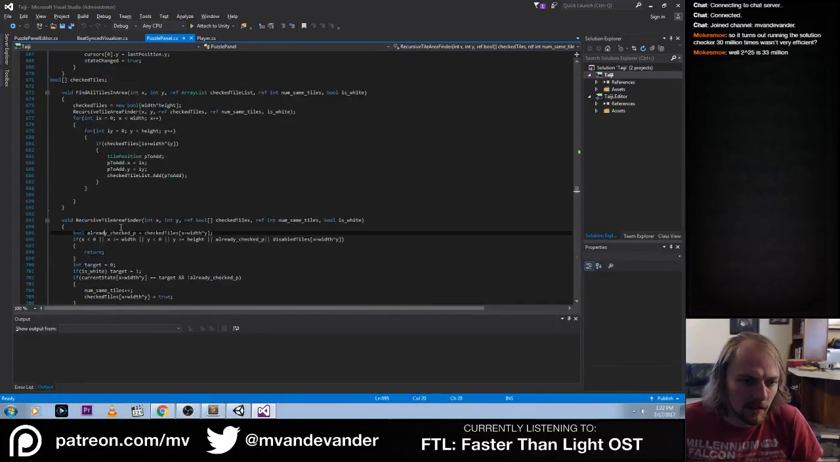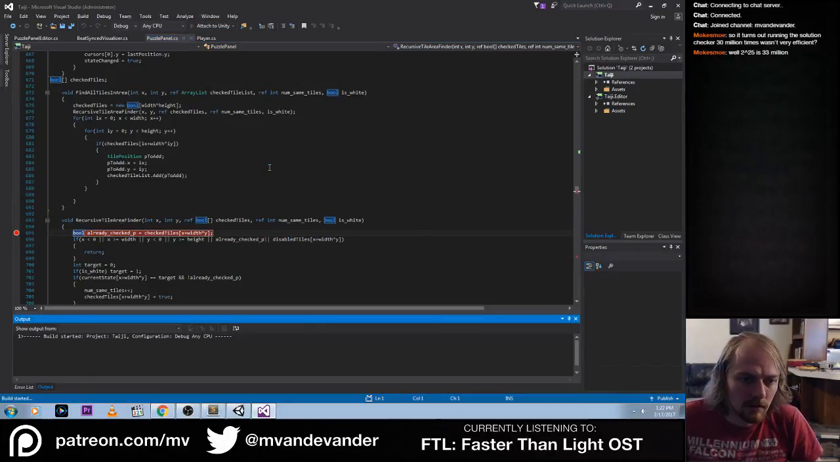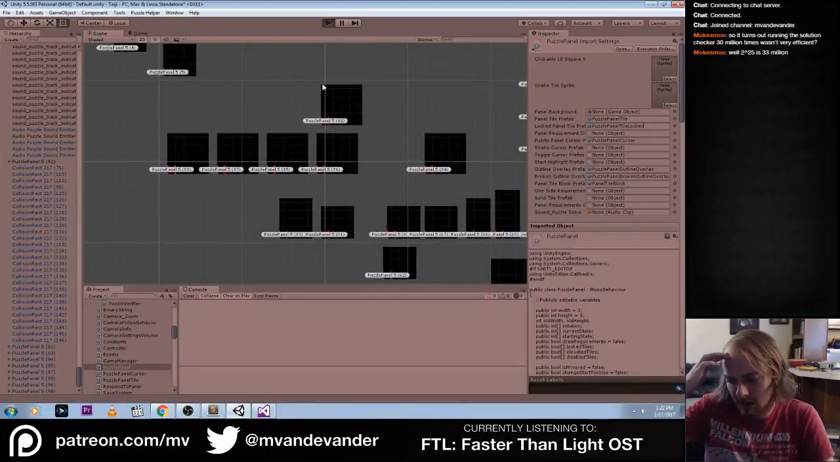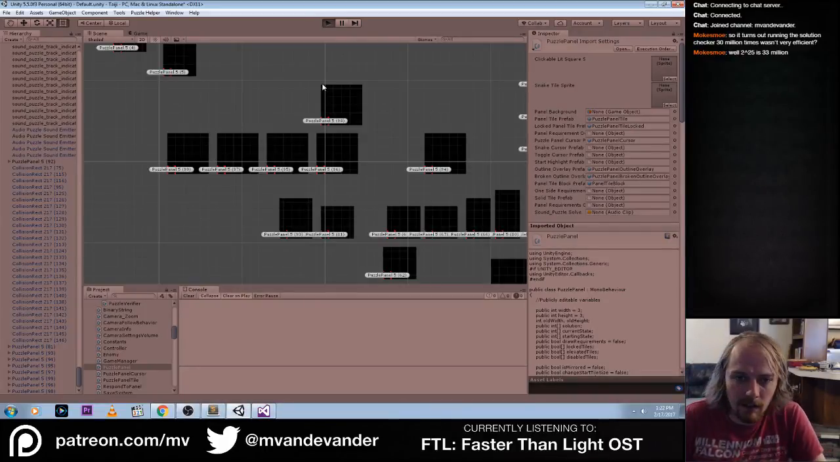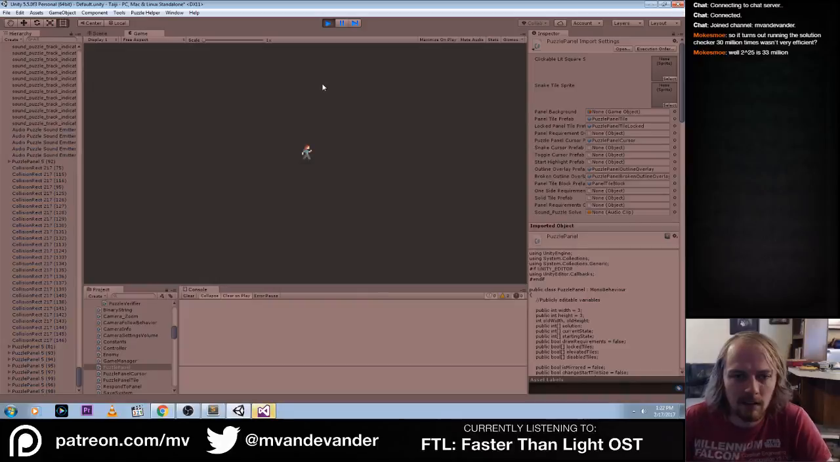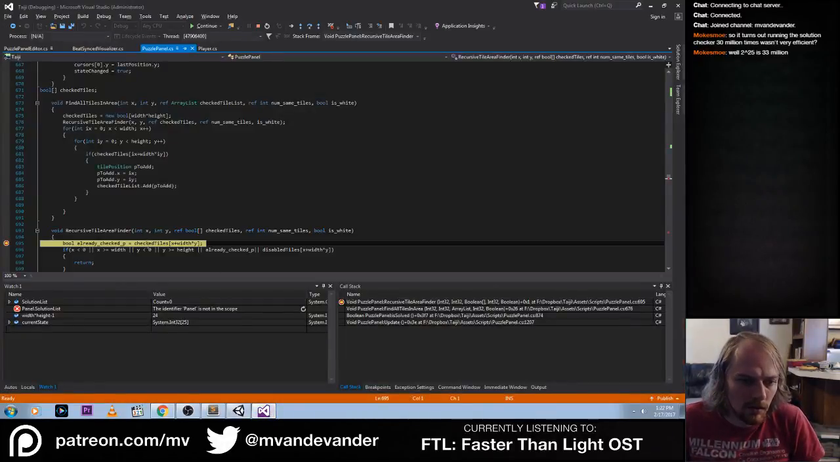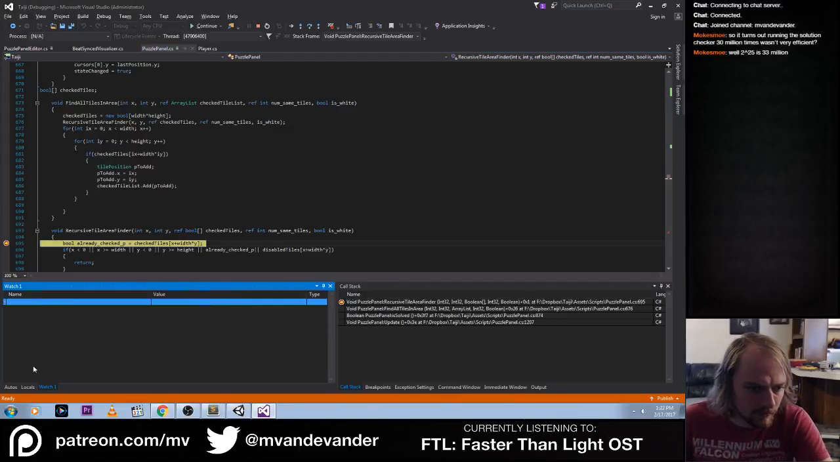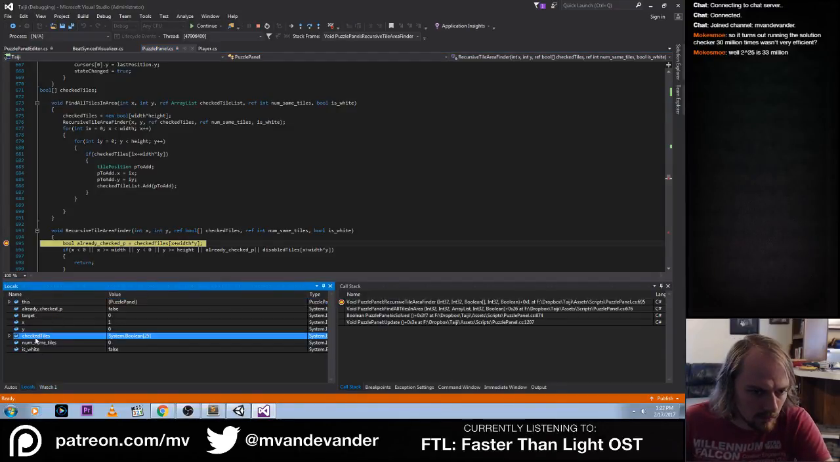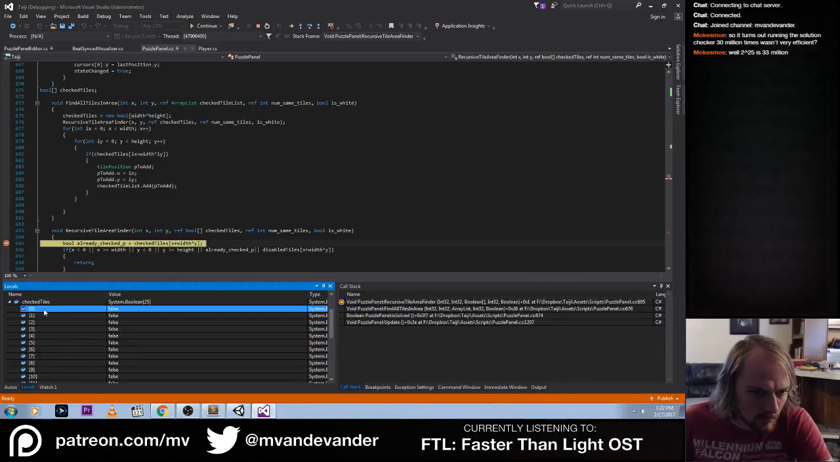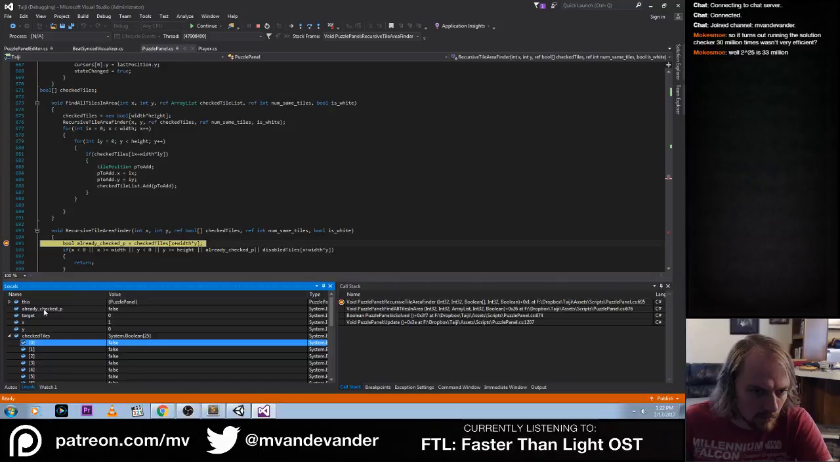The problem is right here. For some reason, I need to see what the state is of that array, because it should be a new empty array at this point. So it is. The question is, hold on. So x is what? 1 and y is 0.